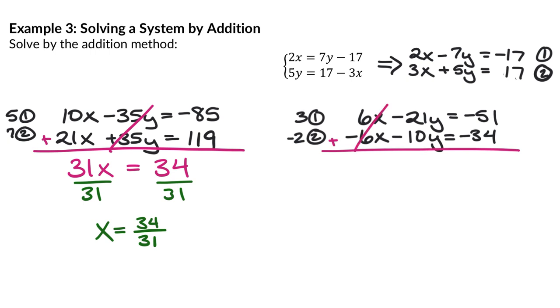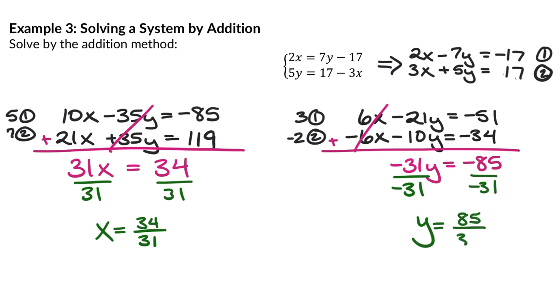This time when we add these together, the x's are going to cancel. This becomes negative 31y equal to negative 85. And when we solve for y this time using basic algebra steps, oh look, I showed my work. I never do that. This would be 85 31s.